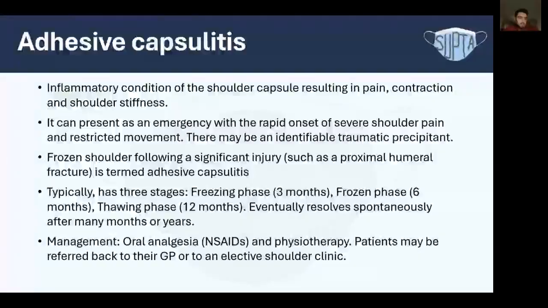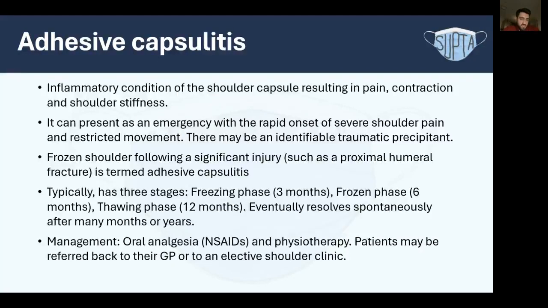So what is a frozen shoulder or adhesive capsulitis? It's an inflammatory condition of the shoulder capsule resulting in pain, contraction, and shoulder stiffness. It can present as an emergency with rapid onset of severe shoulder pain and restricted movement, and there may be an identifiable traumatic precipitant. And it may not always be like that. It may just be that they have a shoulder pain and they can't move it, or it's frozen, or it's like a stiffness, and there's nothing that particularly triggered it. But in this case, there was a traumatic precipitant. A frozen shoulder following a significant injury, such as proximal humeral fracture, is termed adhesive capsulitis.